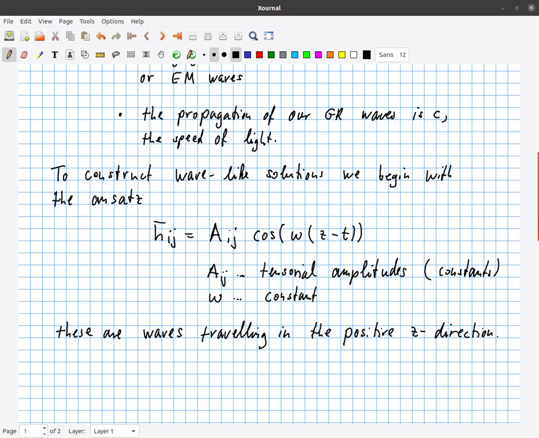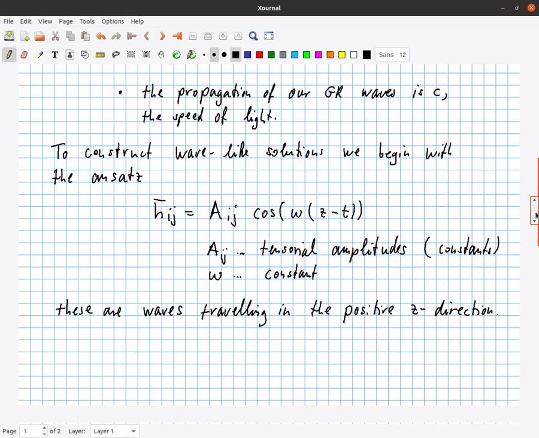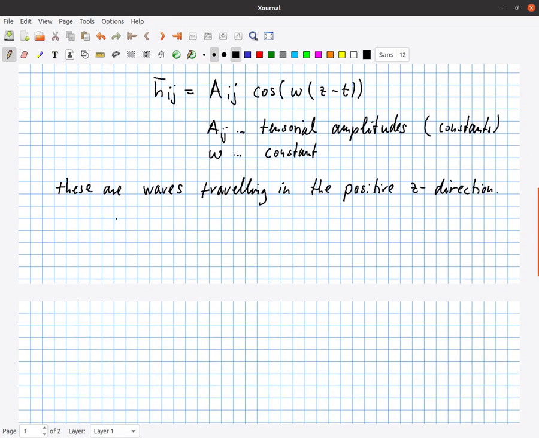Before we discuss the properties of these solutions, let us have a quick look whether they actually satisfy the Einstein field equations, or our linearized Einstein field equations. Let us check that h bar ij satisfies the linearized field equations.